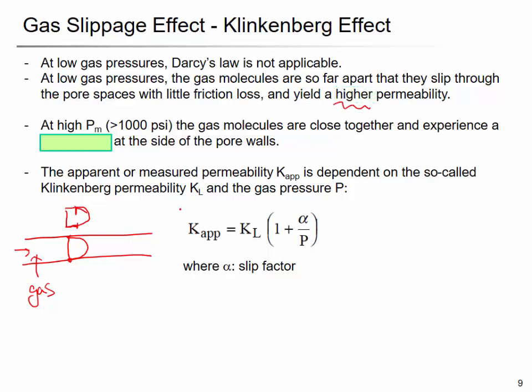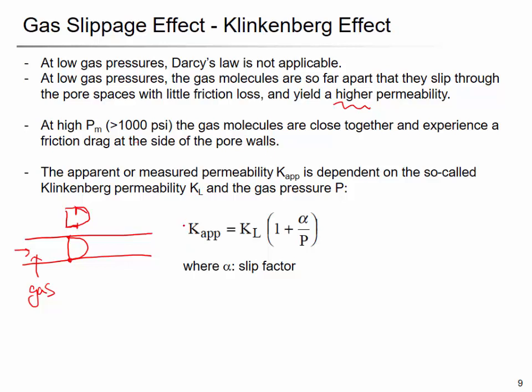The result will be, when you apply Darcy's law without considering this Klinkenberg effect, then permeability will be higher, right? Because the gas is slipping through easily compared to just water. But as the pressure increases more than 1,000 psi, the gas molecules are closer together and experience a viscous friction drag at the side of the pore, so that as pressure increases, you have decreasing permeability.